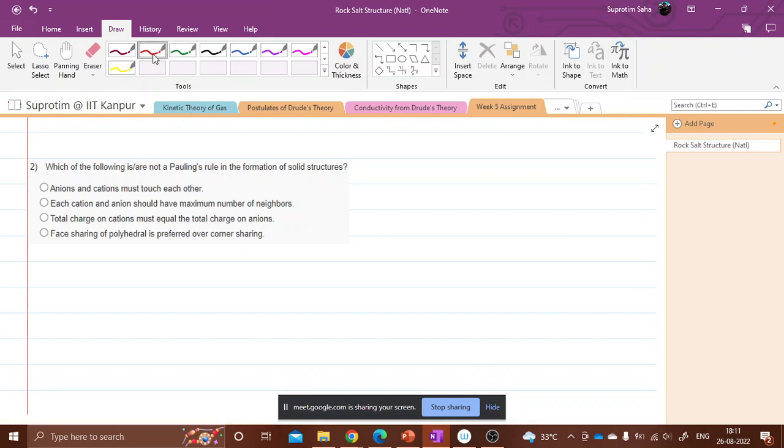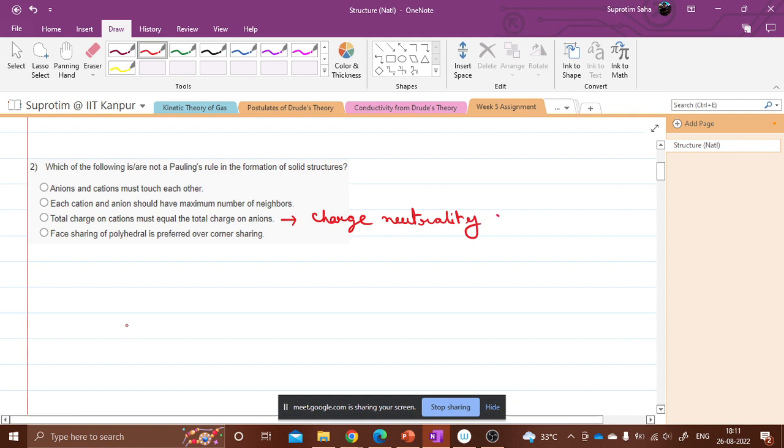Coming to the second question: which of the following is or are not a Pauling's rule in the formation of solid structures? The anions and cations must touch each other, which is a rule. Each cation and anion should have maximum number of neighbors. This is also a rule. Total charge on cations must be equal to the charge of anions. This is your charge neutrality condition, which is also under Pauling's rule.